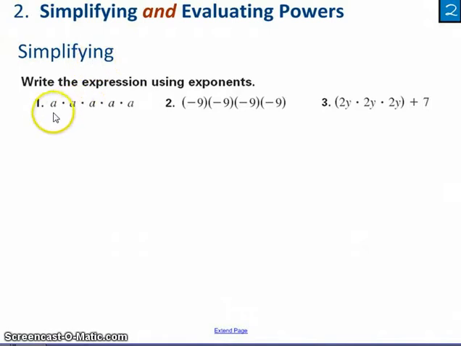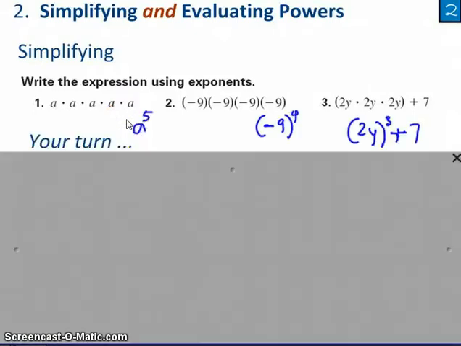Simplifying. Well, here's a perfect example of why I would want to simplify. Here I've got a string of 5 a's being multiplied. Not too terribly cumbersome to have to write, but imagine if instead of 5 it had been 55, or 555 a's in a row. The whole reason that we use exponents in the first place is simply as a shorthand to save us trouble and time. It's a matter of simplifying. So this first one here, simplified, becomes a to the 5th.